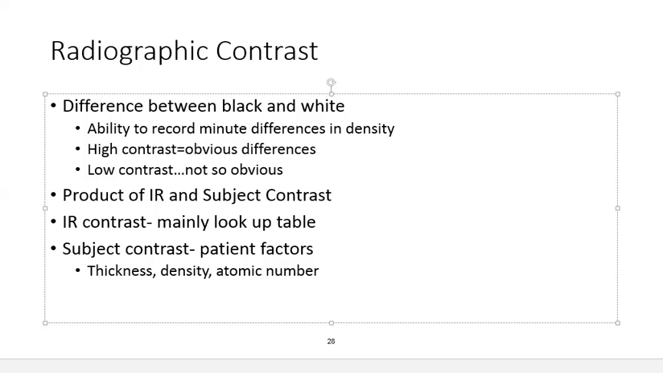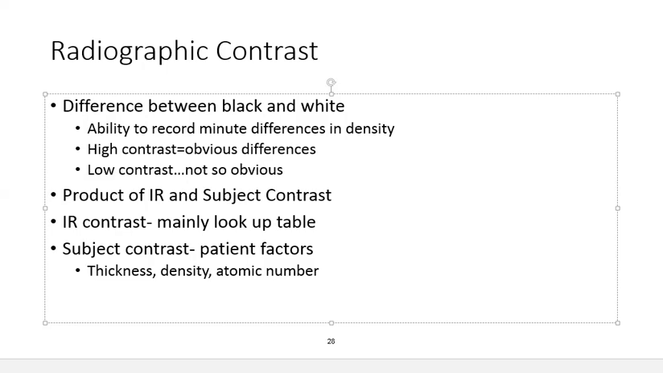So we've talked about contrast in the past, and contrast, I've explained, just means different. Radiographic contrast means the difference between black and white. You're going to need to pay attention to test questions whenever contrast is discussed, because again, there are two different types of contrast. There's radiographic contrast, and radiographic contrast is what you see on the image.